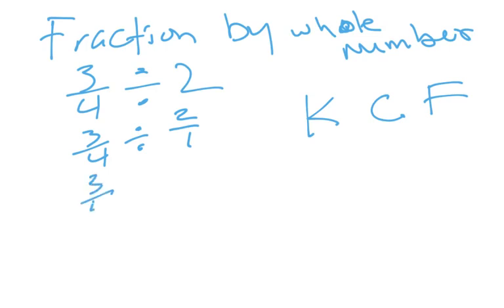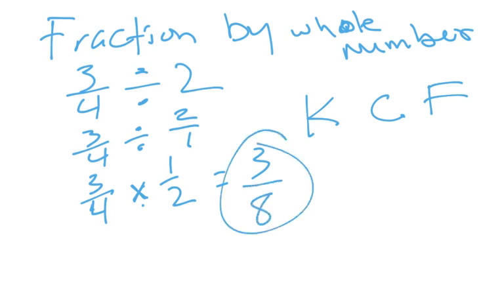Keep your first fraction, change your sign to multiplication, flip your second fraction. So it looks like this. When I multiply across, 3 times 1 is 3, 4 times 2 is 8. My answer is 3/8. Okay.